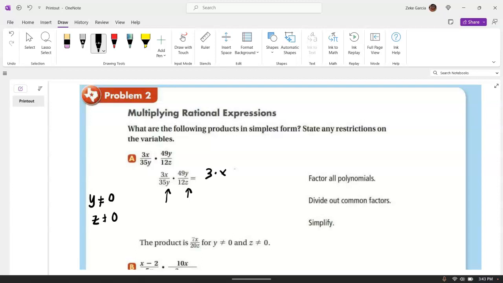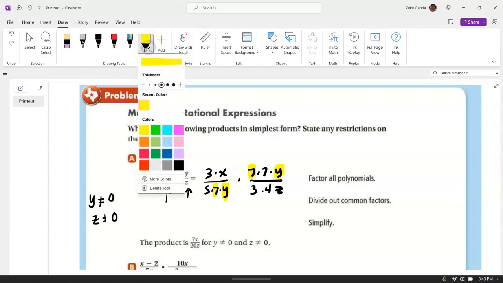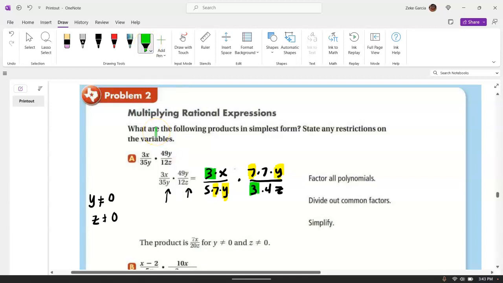We have 3 times x over 5 times 7 times y, times 7 times 7 times y. 7 times 7 is 49. 5 times 7 is 35 times y. And then we have 3 times 4 times z. We've got to check if anything becomes 1. And if you notice, we have 7 divided by 7 is 1. Also y divided by y is 1. We also have 3 divided by 3 is 1. And so that's what we're left with.